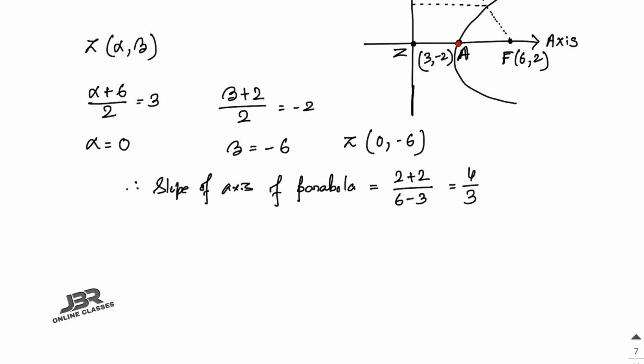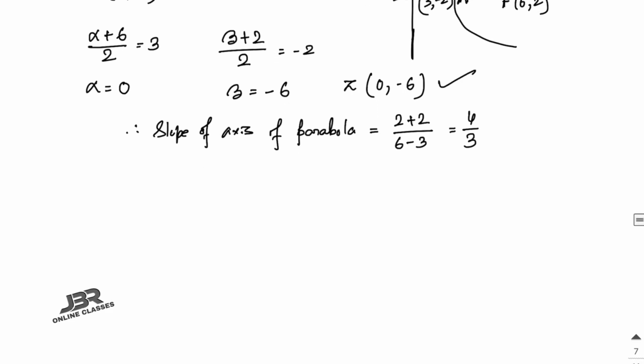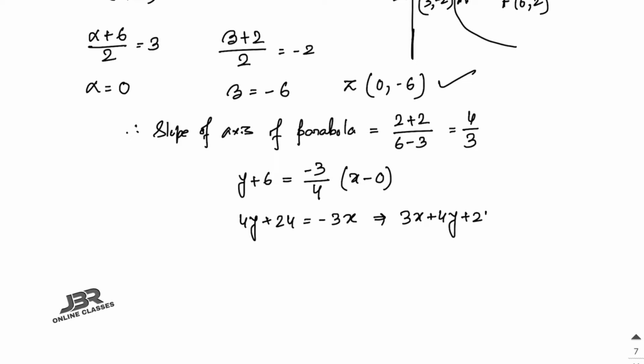Is it clear? Now the directrix is a line perpendicular to the axis, okay, and passing through the point 0 comma minus 6. Okay, I repeat, the directrix is a line perpendicular to the axis and also passing through the point 0 comma minus 6. So hence, using the point form of the equation of a line through 0 comma minus 6, you can easily find out. So here the directrix is y plus 6 equal to minus 3 by 4 into x minus 0. So that means here 4y plus 24 equal to minus 3x, that means here 3x plus 4y plus 24 equal to 0.